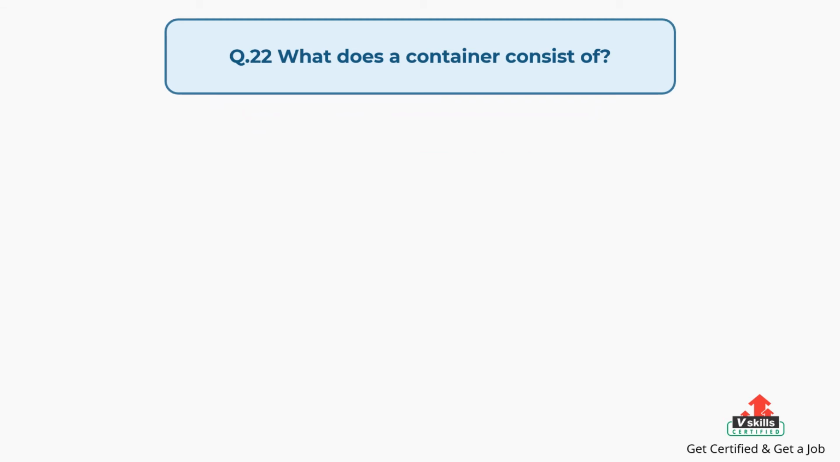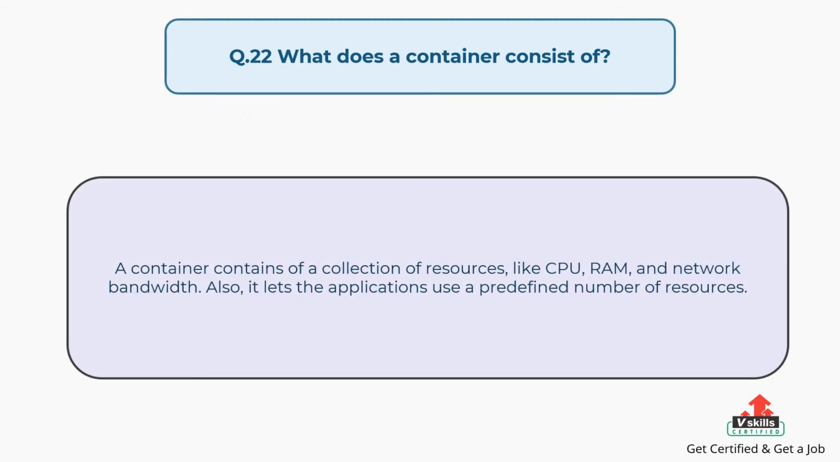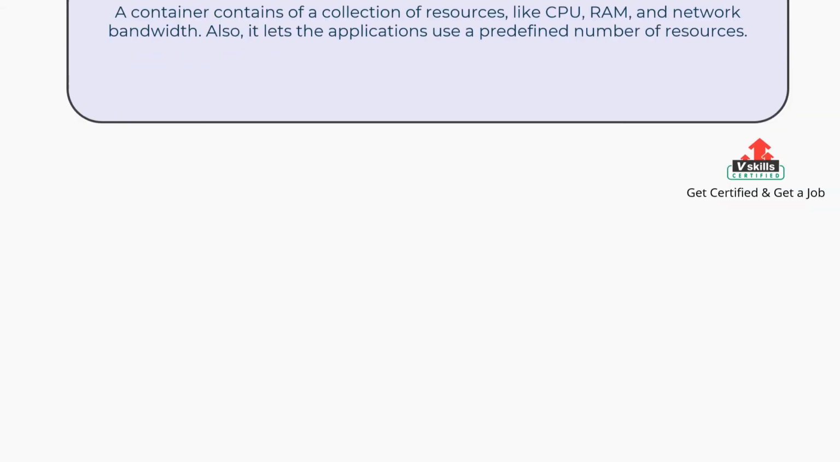Question number 22. What does a container consist of? The answer is, a container consists of a collection of resources, like CPU, RAM, and network bandwidth. Also, it lets the applications use a predefined number of resources.